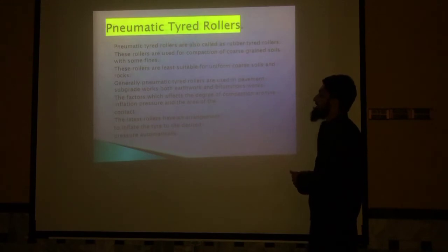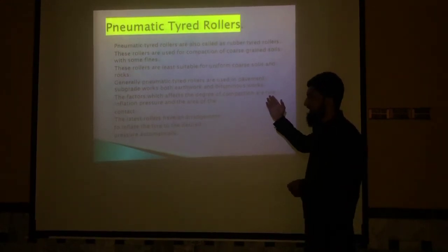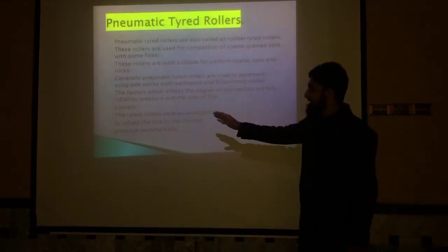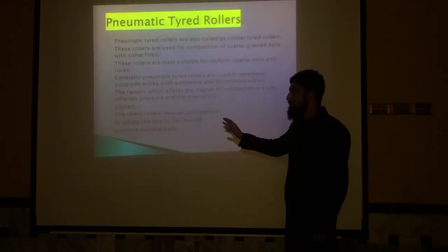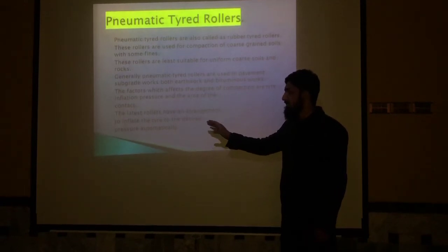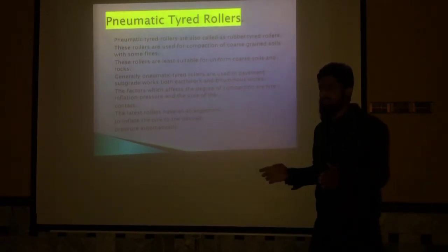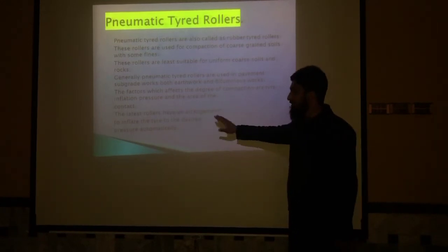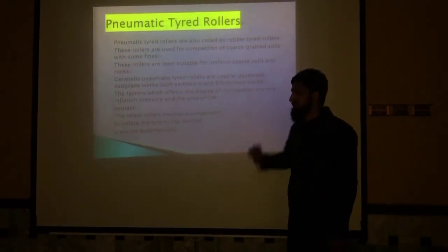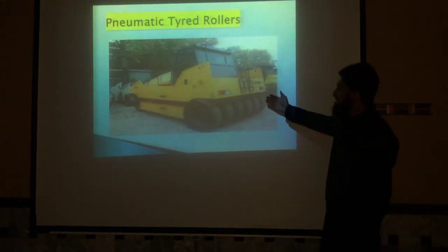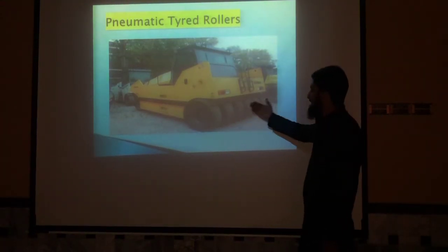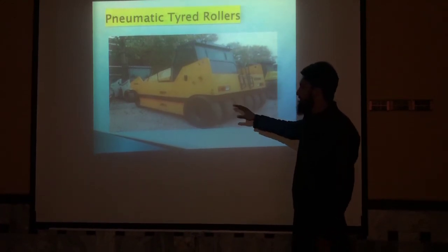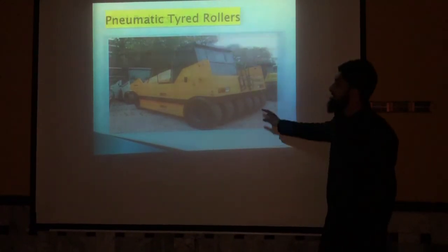The factors which affect the degree of compaction are the tire type, inflation pressure and the area of contact. The latest rollers have an arrangement to inflate the tire pressure automatically. Where pressure is necessary, the tires will adjust to that pressure. This is the picture of these tires, and the mechanism will adjust the pressure in the tire and apply the load that is required.